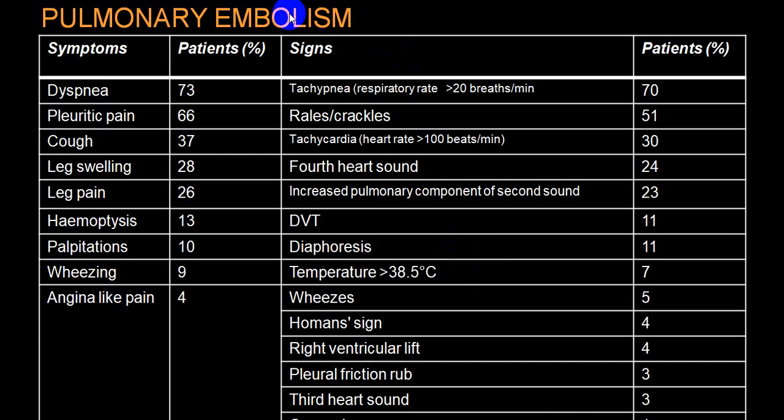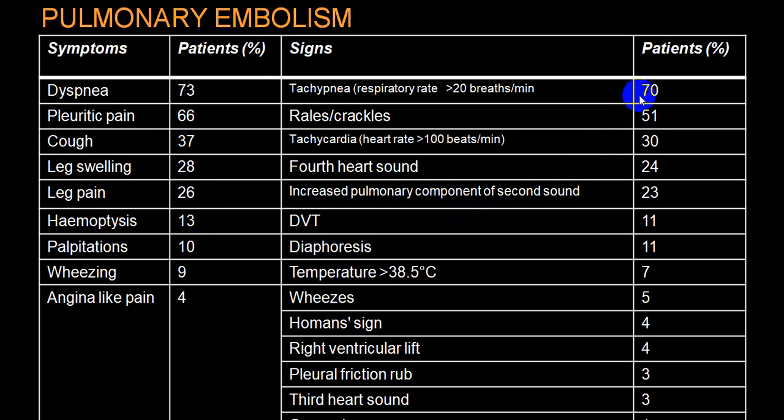These are all the different signs which you can get in pulmonary embolism. I've discussed it in detail. You can see some of the signs are not very common. The most common signs are dyspnea, pleuritic pain, cough. And you can have associated findings in the lower limb in the form of leg swelling, leg pains, tenderness, warmness, etc.